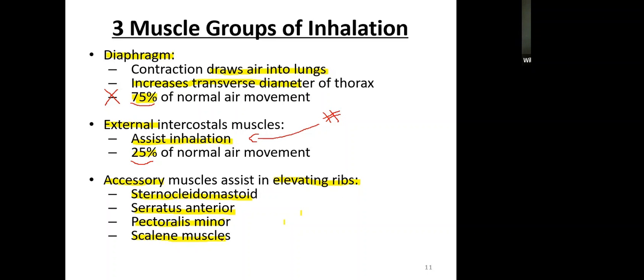Sometimes in patients who've got long-term chronic obstructive airway disease and things like that, you can see really defined musculature in the neck because the muscles are having to work so much harder to raise up the ribs and to assist with breathing. I'll also just mention serratus anterior. You do see this on humans, but mostly on animals.